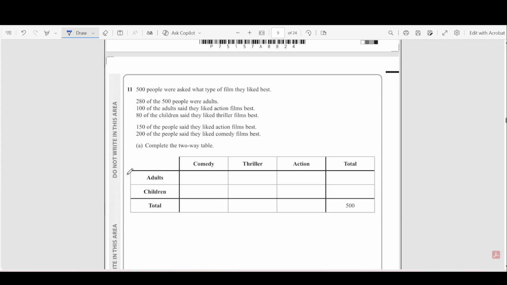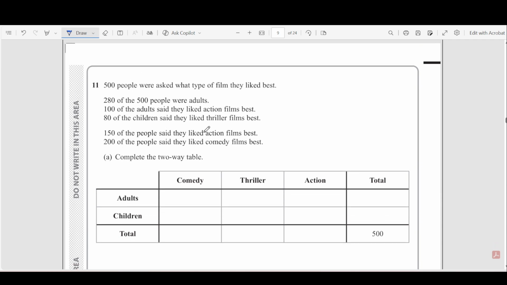Next we have question number 11. Let me just zoom it. It says 500 people were asked what type of film they liked best. 280 of the 500 people were adults, and 100 of the adults said they liked action films best, and 80 of the children said they liked thriller films best, and 150 said they liked action. So basically this is what we have been given, and according to that we have to fill this. So the total is 500, total people.